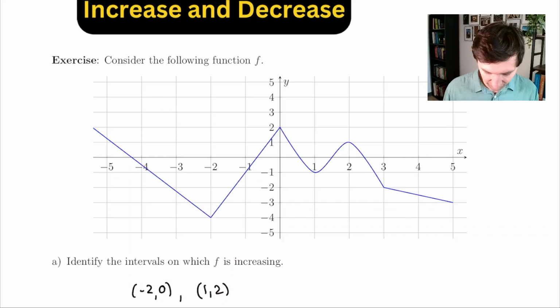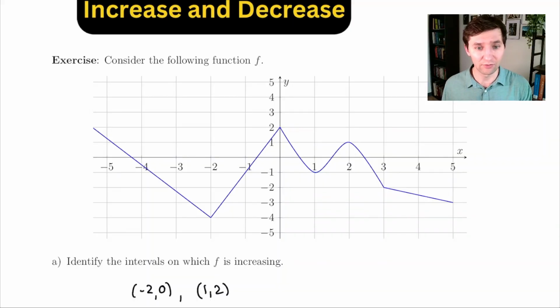Second piece, the derivative is positive, function is increasing. Third piece, the derivative is negative because the slopes of the tangent lines are negative and the function is decreasing. Then the function was increasing and the slopes of the tangent lines were positive. The derivative was positive. The second thing I want you to notice is that this function changes from increasing to decreasing and vice versa at critical numbers.